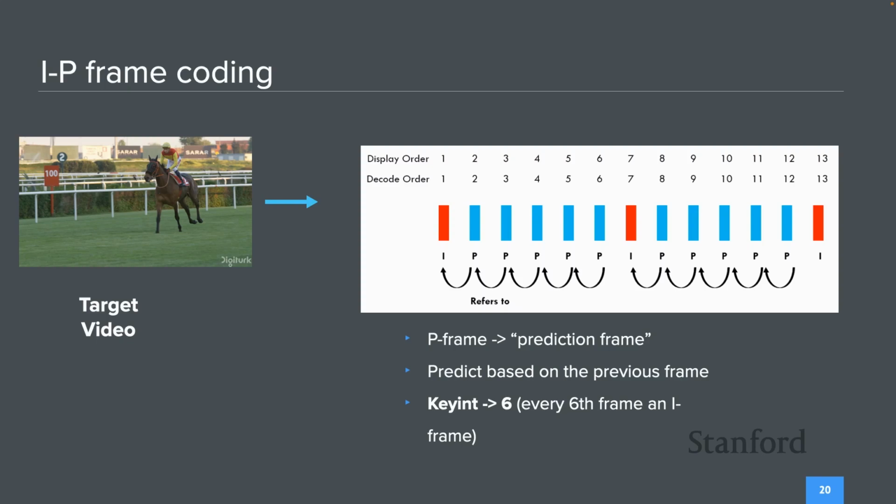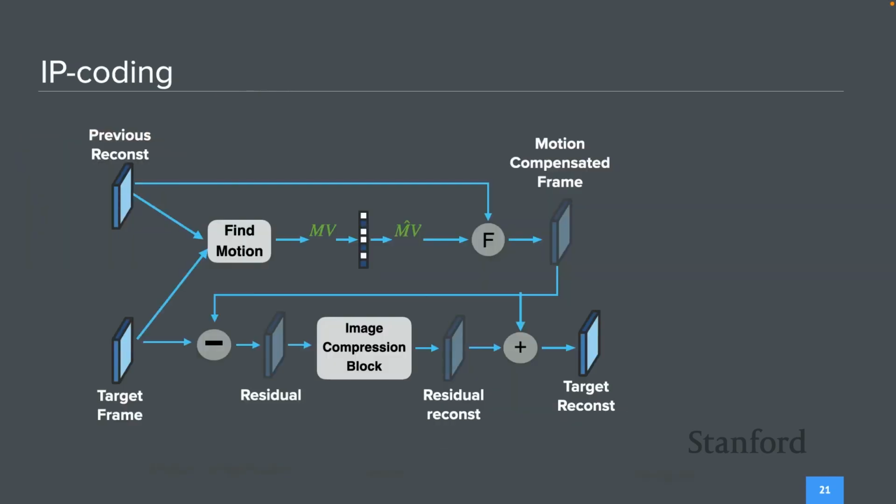Another thing I wanted to mention is the key int. You will also see this term. It implies the distance between two iframes, or keyframes, which is 6 in this case. Right? Is this fine? Okay. Cool.